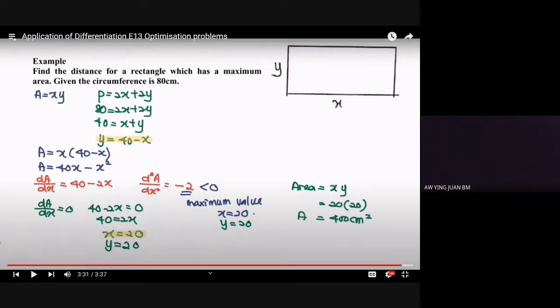So kalau baca soalan, soalan nak apa? Find the distance. Faham tak? Soalan nak distance. So jawapan saya sepatutnya saya kena cakap lah x tu 20, y tu 20. Okay? Soalan dia kata has a maximum area. Tetapi dia tak cakap dia nak cari area, dia just nak distance. So jawapan sepatutnya adalah x sama dengan 20, y sama dengan 20. So itu contoh lah untuk optimization problem.